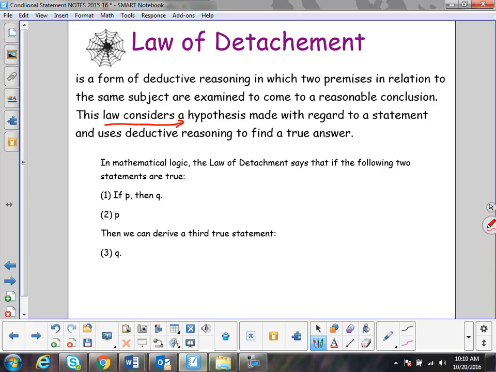So, it's pretty clear cut if you look at the examples. It says if P then Q. Well, P's happening. P happened. Therefore, Q has to happen. So the third statement is true. If P doesn't happen, then Q is not happening. So we'll do an example. Hopefully, that'll help out a little bit. The law considers a hypothesis made with regard to a statement. It is deductive reasoning to find the true answer, which would be the conclusion.